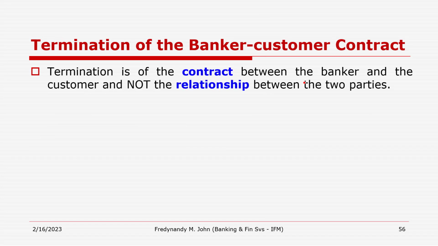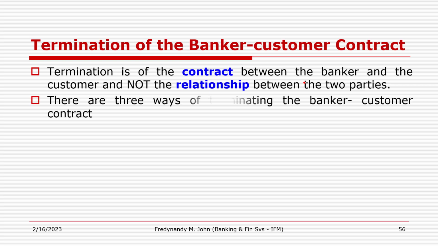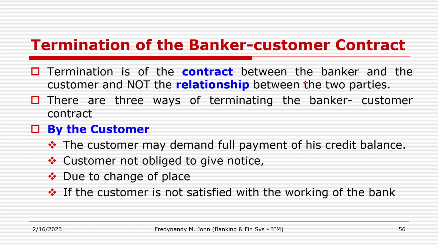Termination is of the contract between the banker and the customer, and not the relationship between the two parties. That's the reason we say the banker-customer relationship is everlasting. Termination is of the contract. For instance, the contract was for the customer to enjoy a bank account. That is the contract, so that is the one that will terminate. Now, this contract can be terminated in three ways.